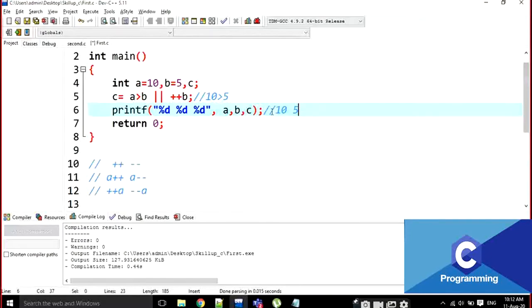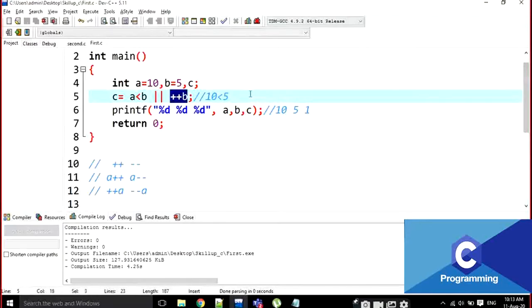Now, I am going to write here plus plus. For example, I am going to change it. This operation: is 10 less than 5? Is it true? False. Then it is moving inside it.